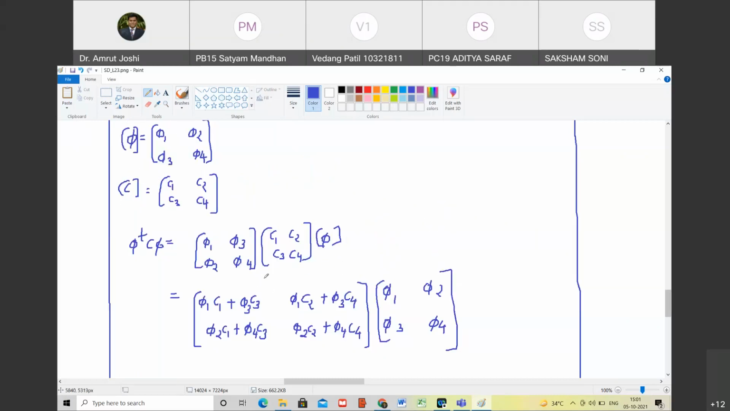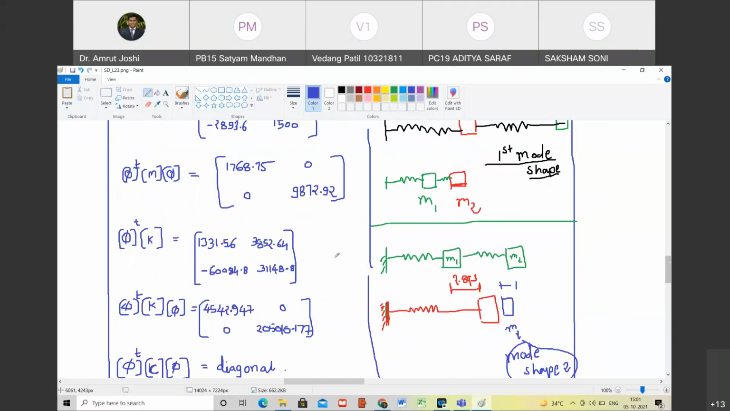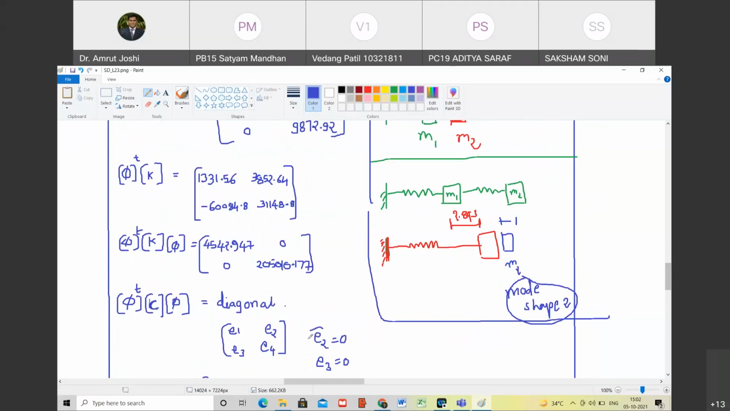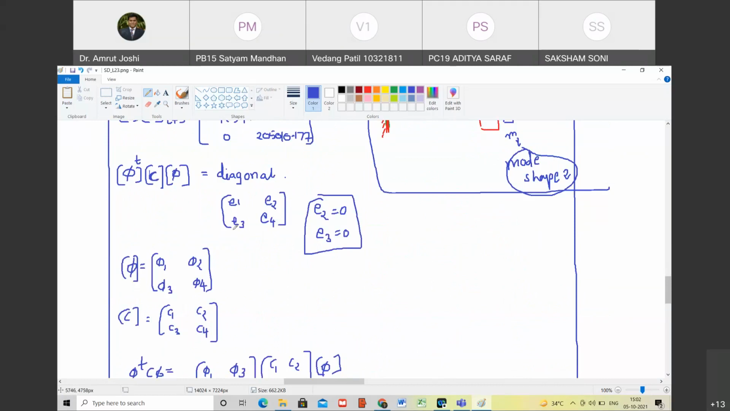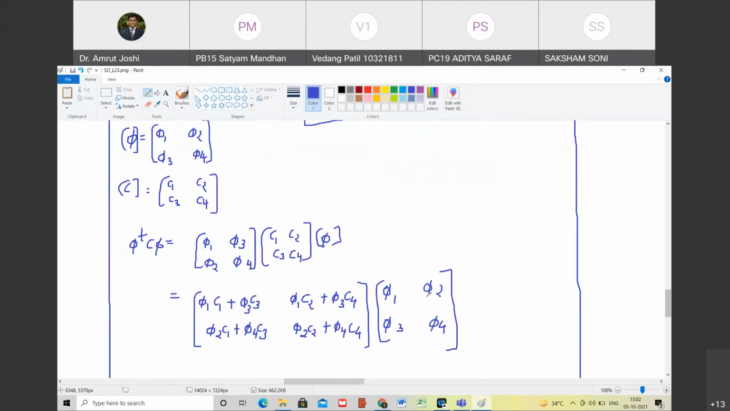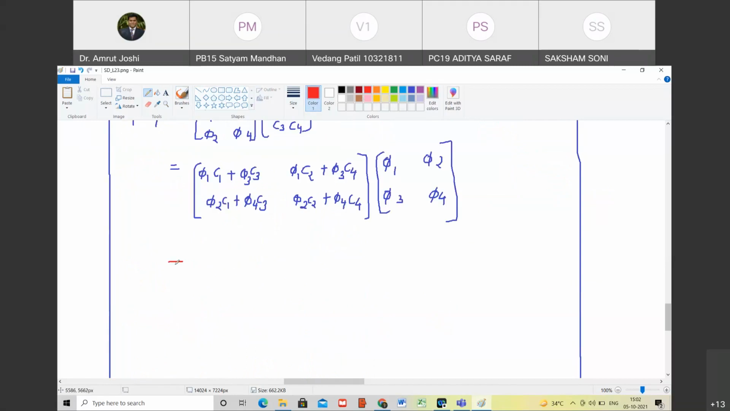Now we can do this whole multiplication, but there is no need, because we have two conditions, E2 equal to 0 and E3 equal to 0. Do you agree with me? So E2 and E3 mean I want to compute only this element and this element of the resulting multiplication. Happy?